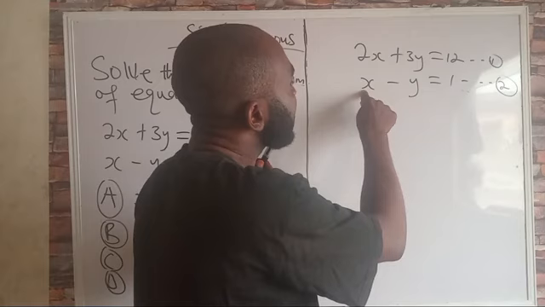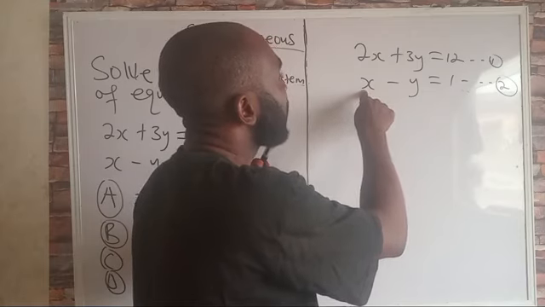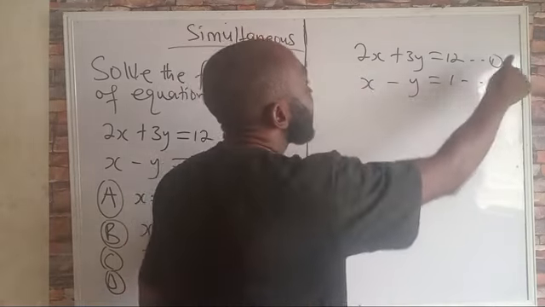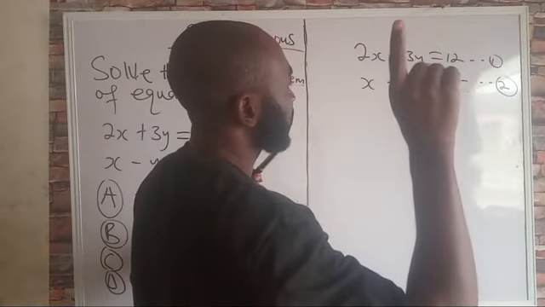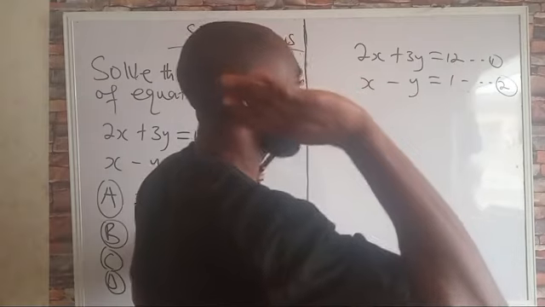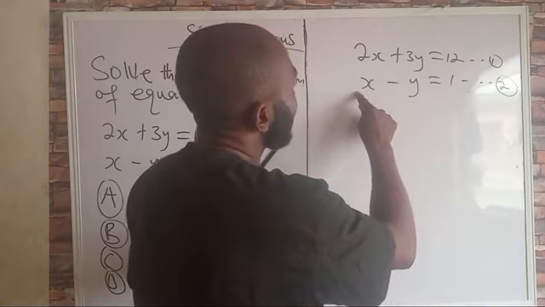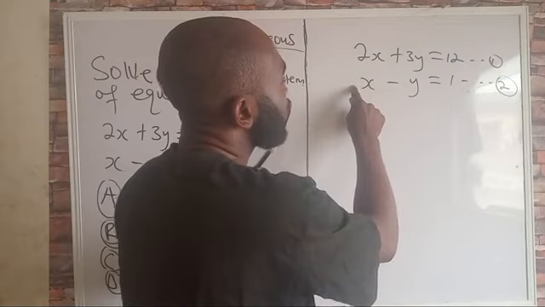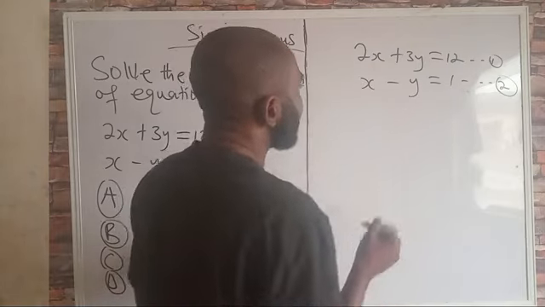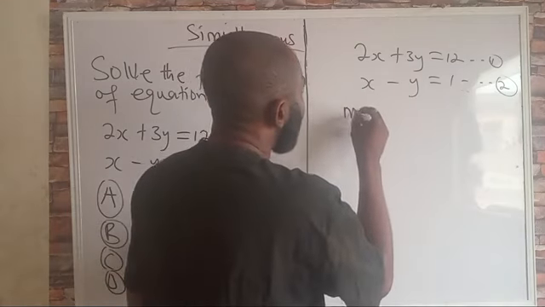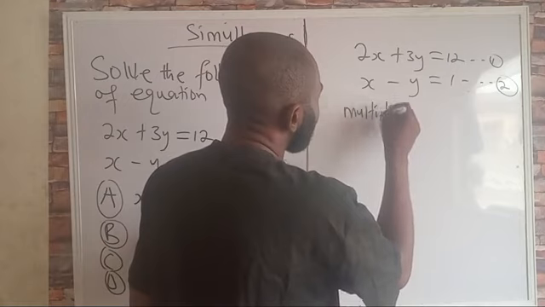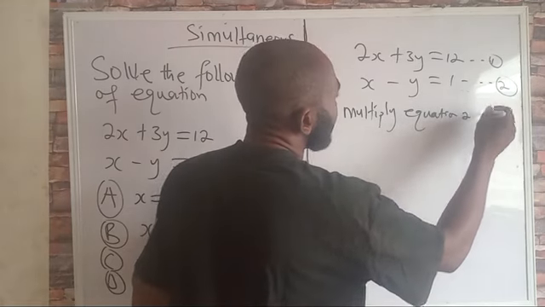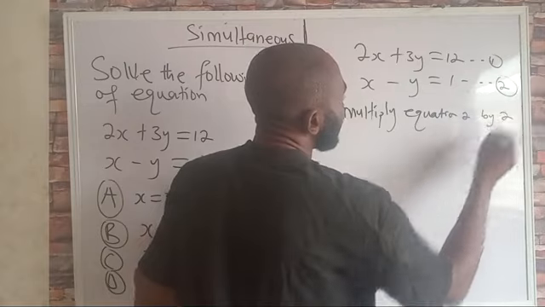So how will I make this second equation have a coefficient of x that carries the same coefficient of 2? That means I will multiply equation 1 with 1, because if I multiply 1 here, it will remain the same thing, and I will multiply equation 2 with 2. So with that, x will now carry a coefficient of 2. So let's multiply equation 2 by 2.